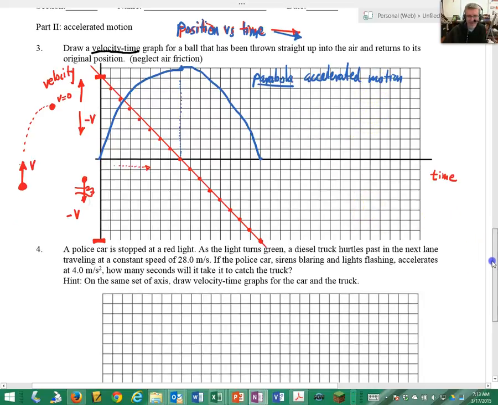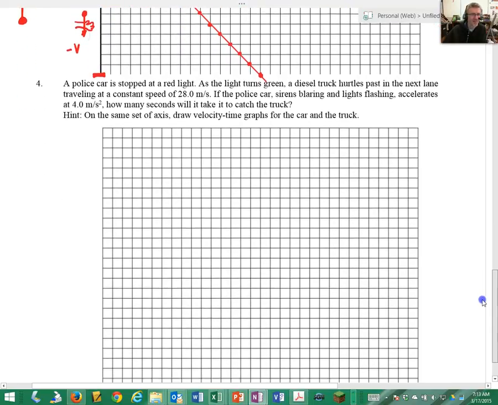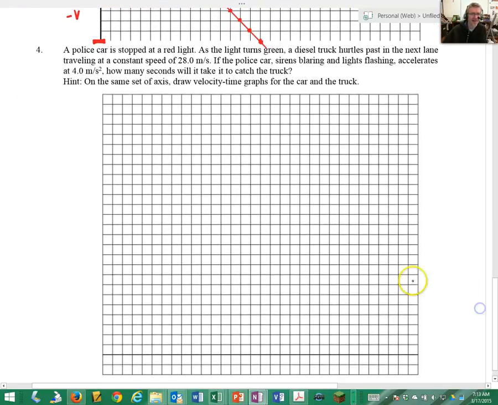Let's do number 4. Okay, a police car is stopped at a red light. As the light turns green, a diesel truck hurtles past in the next lane, traveling at a constant speed of 28 meters per second. All right, so let's do this. I think when I counted this was 28 meters. I think 1, 2, 3, 4, 5, 6, 7, 8, 9, 10, 14, 15, 16, 17, 18, 19, 20, 21, 22, 23, 24, 25, 26, 27, 28.